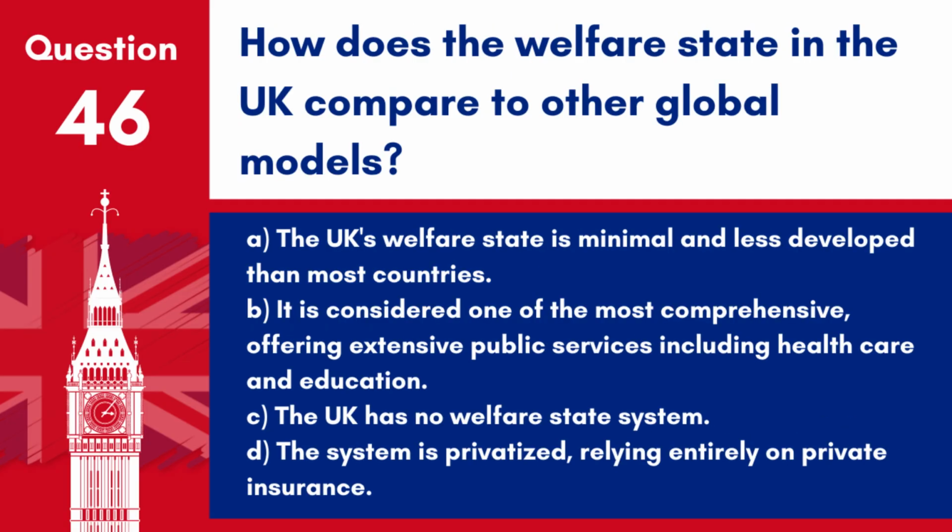Question 46. How does the welfare state in the UK compare to other global models? A. The UK's welfare state is minimal and less developed than most countries. B. It is considered one of the most comprehensive, offering extensive public services, including healthcare and education. C. The UK has no welfare state system. D. The system is privatized, relying entirely on private insurance.